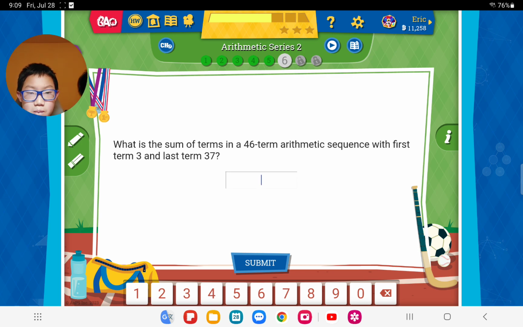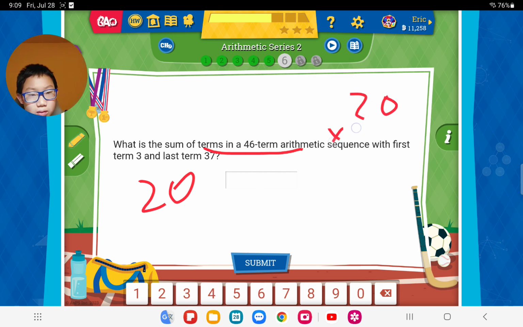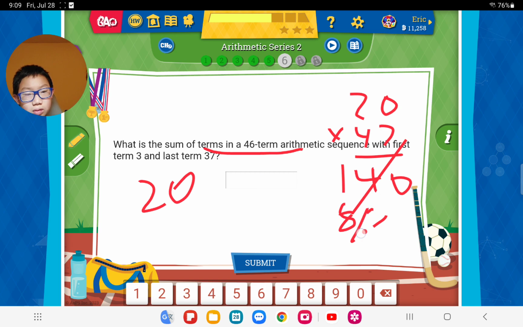Do you know how to get the average? Yes. What's the average? It's 20. Do you know the sum of terms? What does average mean? Why is it 47? Oh, 46.